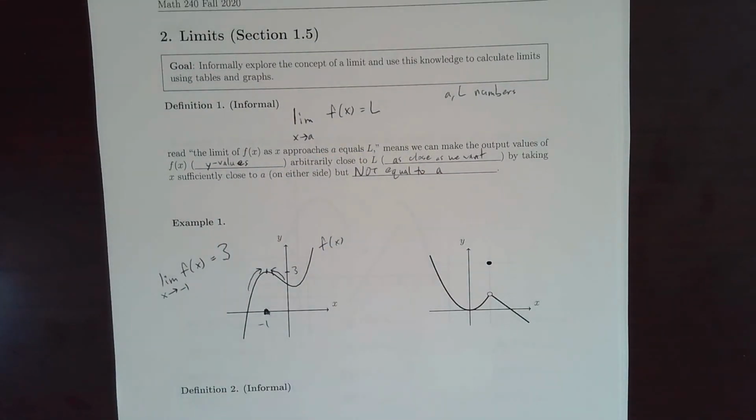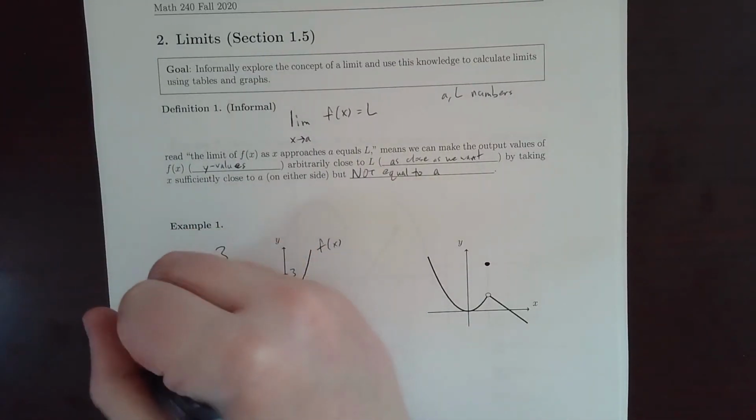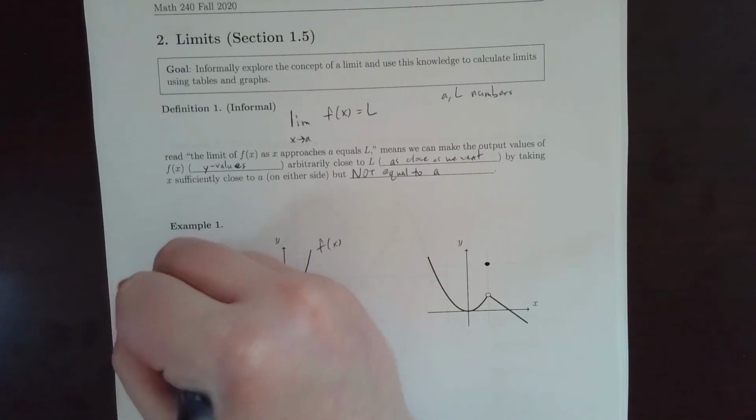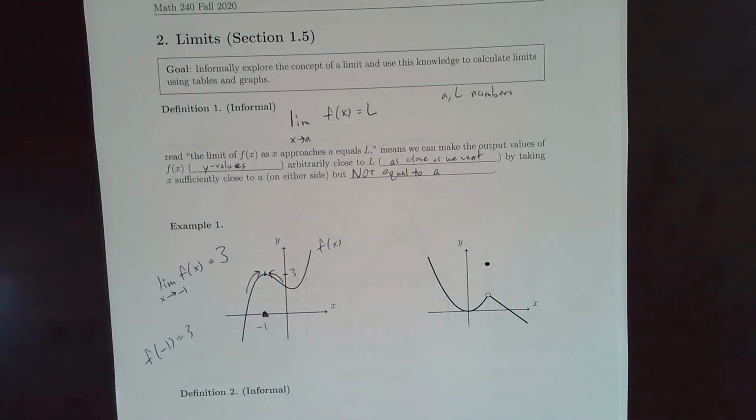All right, so that's what we're saying. As the x values get close to -1, the y values get close to 3. It's important to note that in this case, f of -1 actually is 3. But this isn't always what happens.